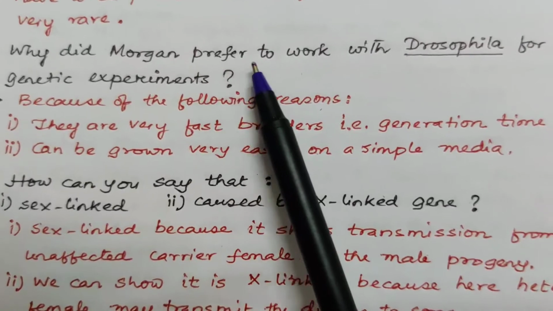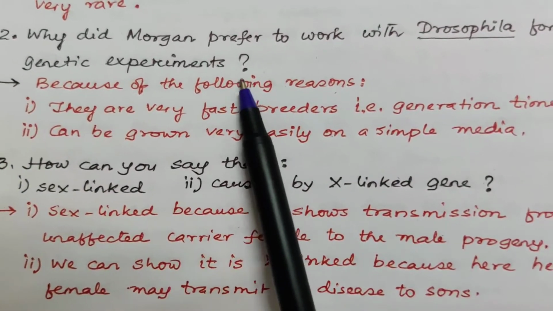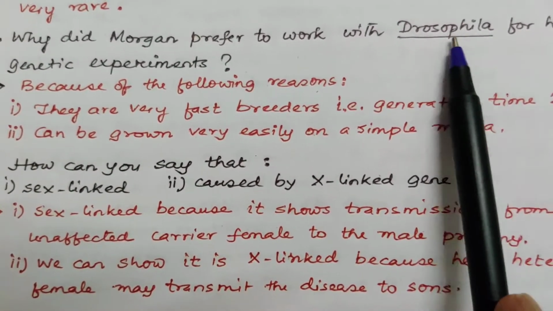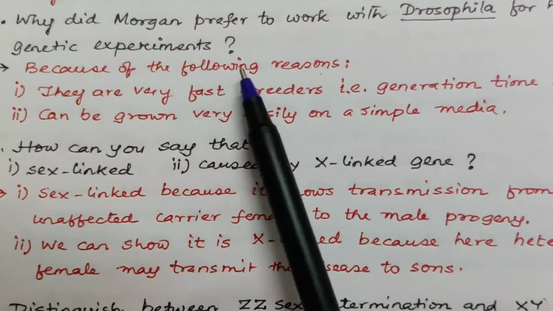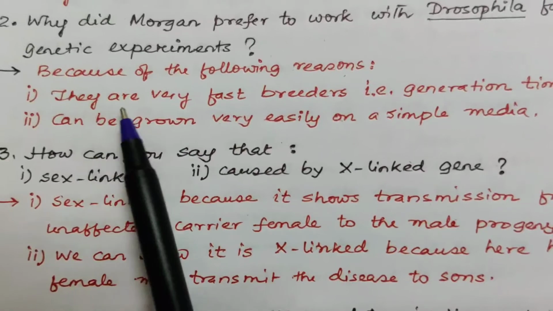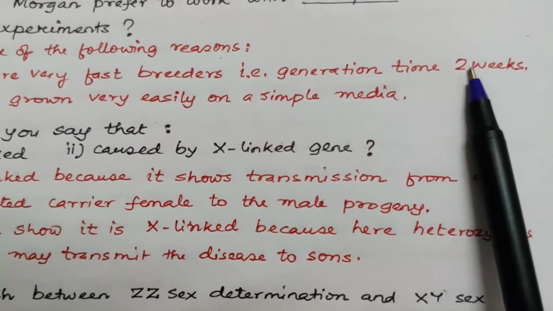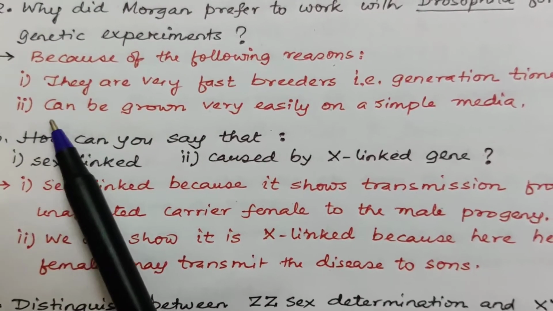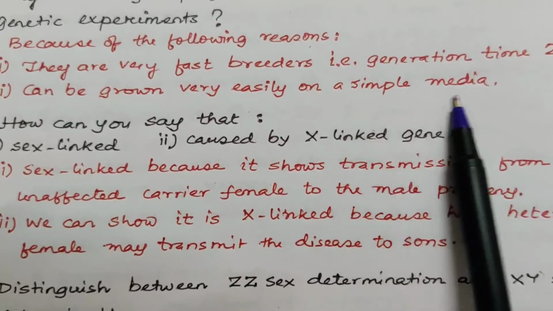Next question is, why did Thomas Hunt Morgan prefer to work with Drosophila for his genetic experiments? We all know that he did many experiments on linkage with Drosophila. This is because of the following reasons. First, Drosophila are very fast breeders; their generation time is about 2 weeks, not more than that. Number 2, they can be grown very easily on a simple medium.